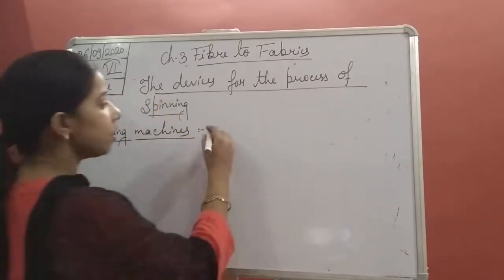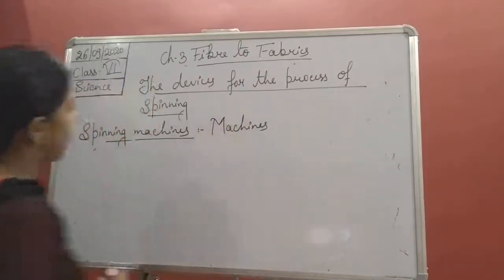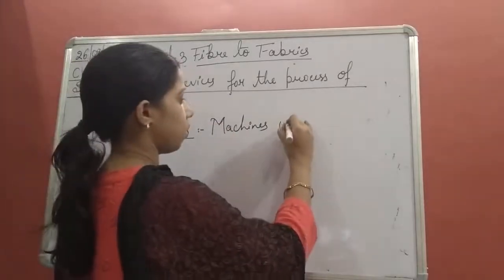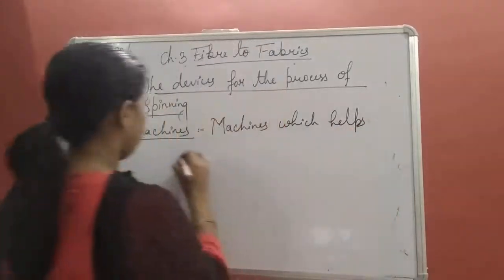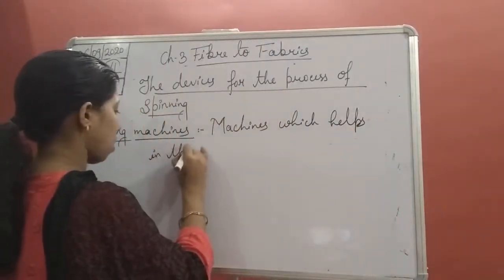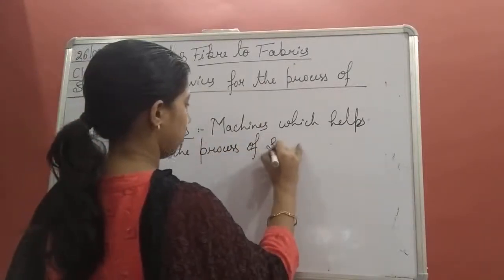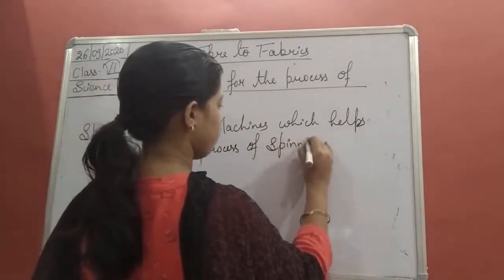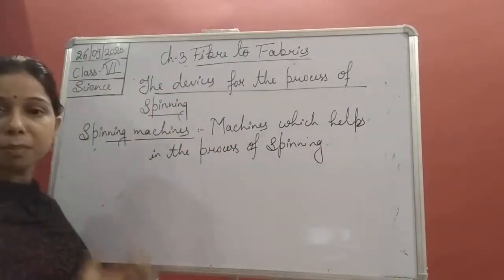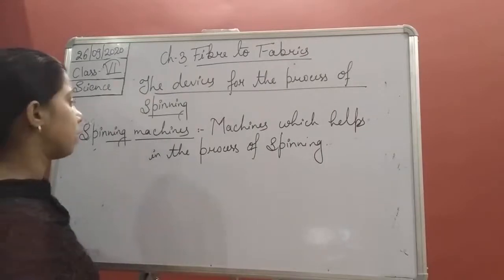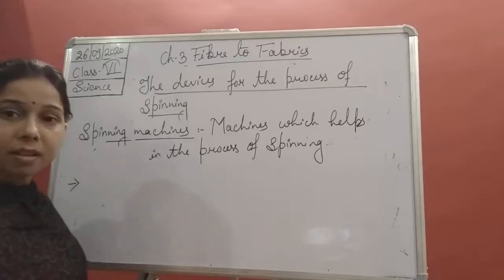So spinning machines help in the process of spinning. Machines which help in the process of spinning, students, are known as a spinning machine. It helps in the process of spinning.